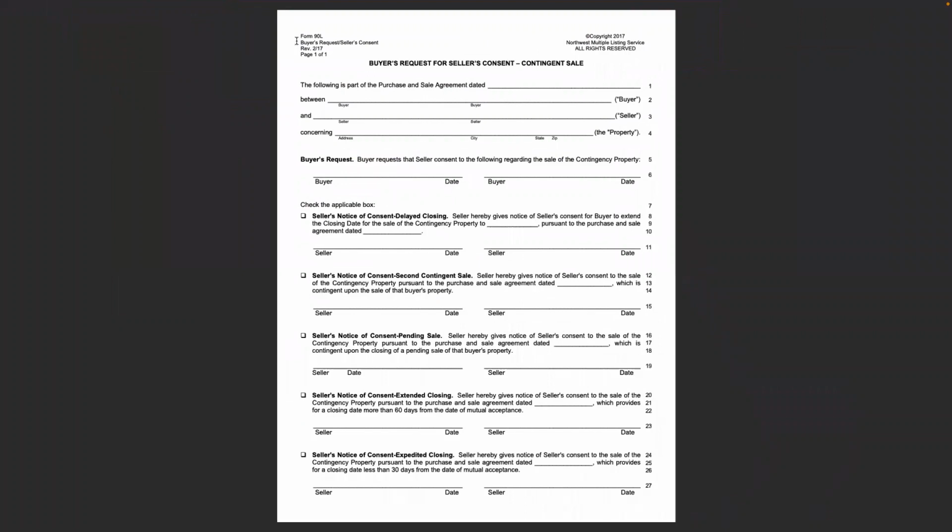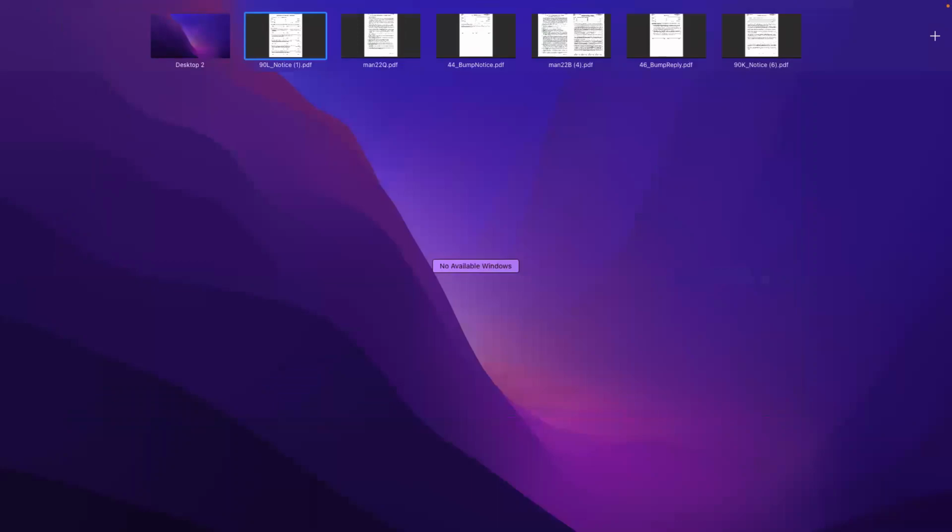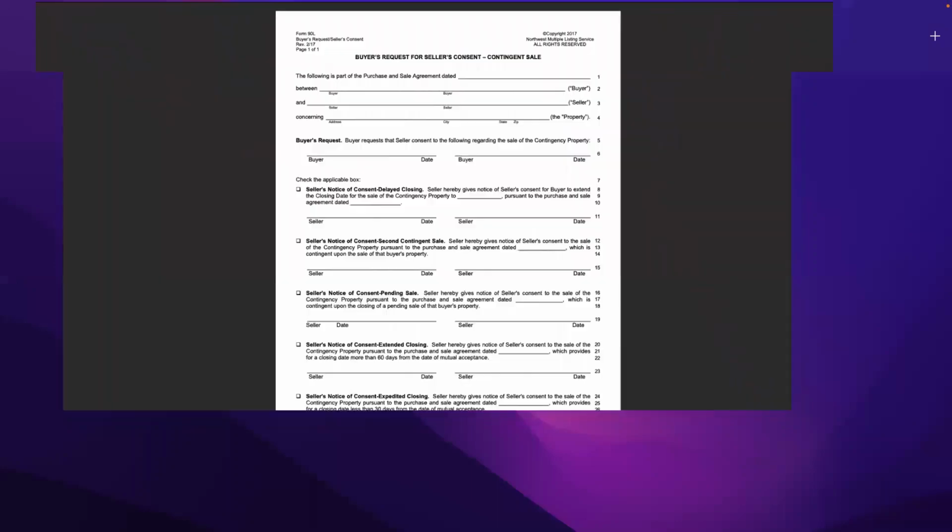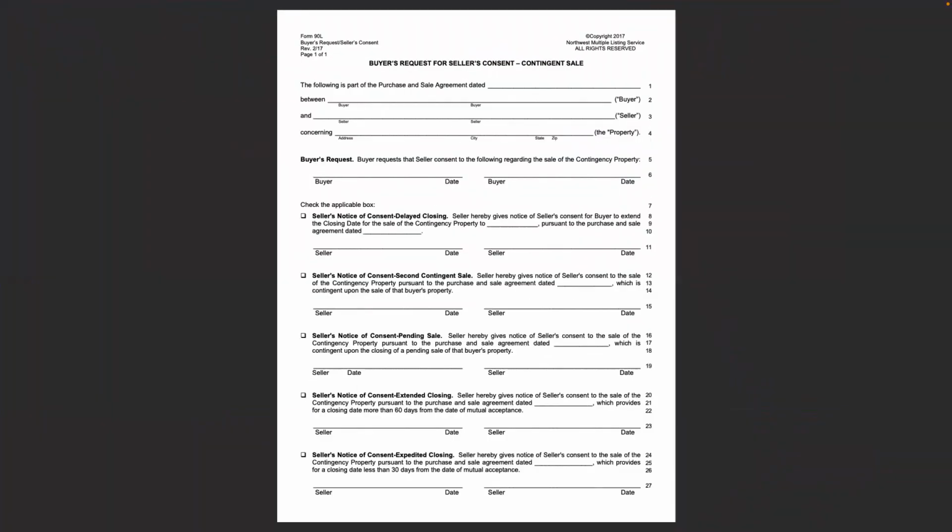So in this bottom section where it's consent to extend closing, correct me if I'm wrong, but you would need to send this under circumstances other than receiving a second contingency, right? If you're needing to extend, you have to get the consent of the first transaction, the first sellers. Is that right?